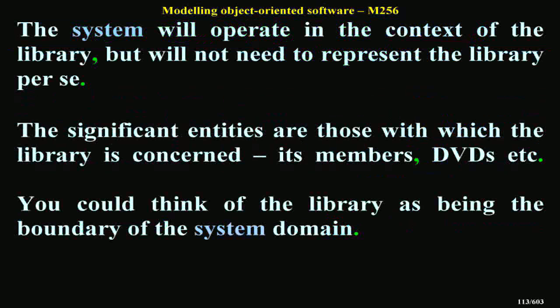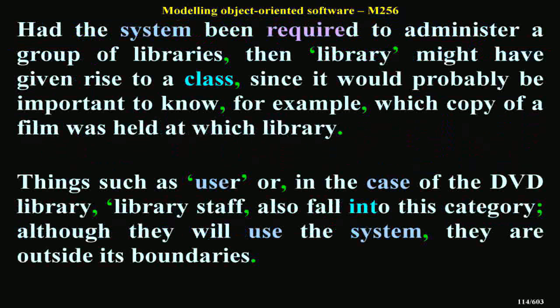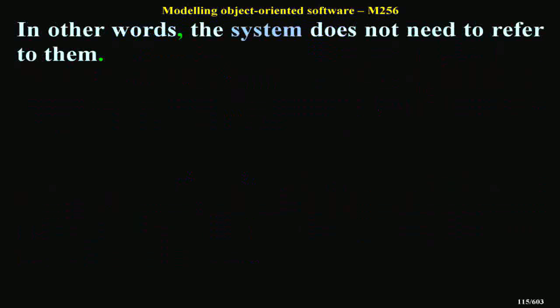You could think of the library as being the boundary of the system domain. Had the system been required to administer a group of libraries, then library might have given rise to a class, since it would probably be important to know, for example, which copy of a film was held at which library. Things such as user or, in the case of the DVD library, staff, also fall into this category. Although they will use the system, they are outside its boundaries. In other words, the system does not need to refer to them.